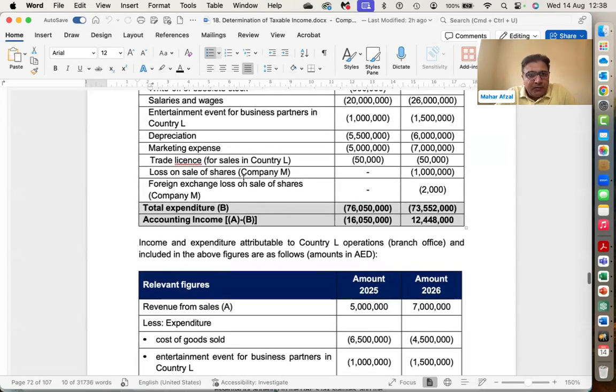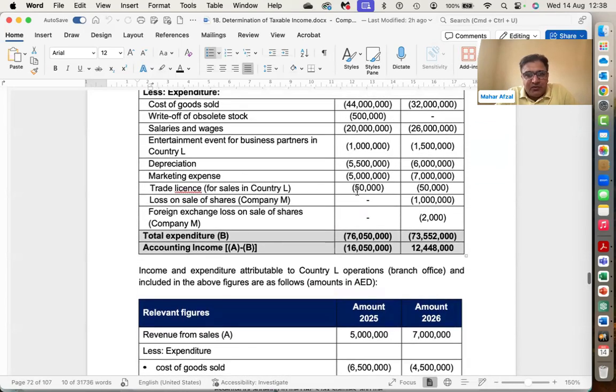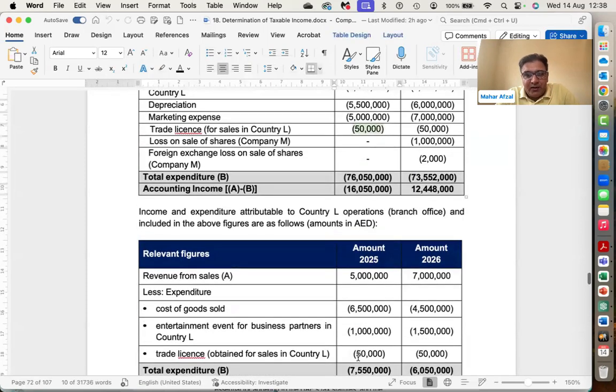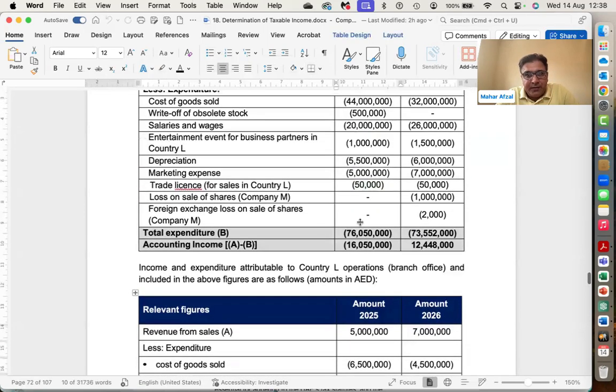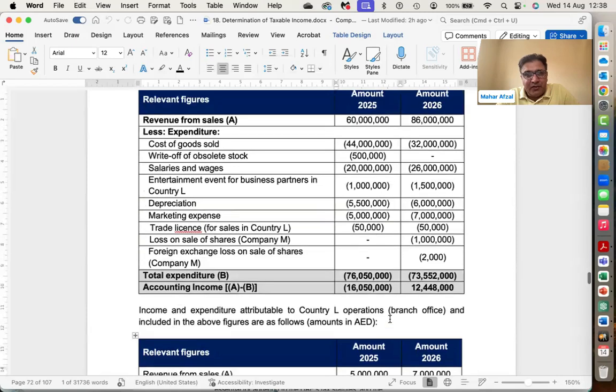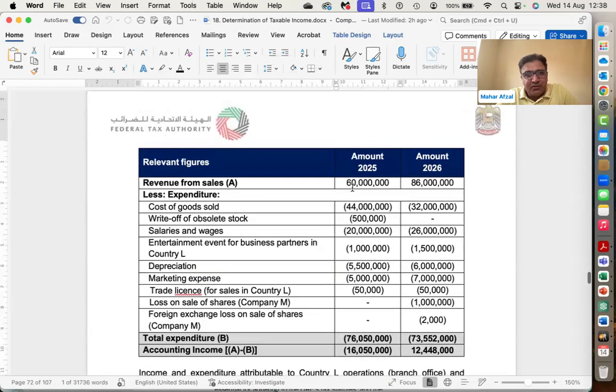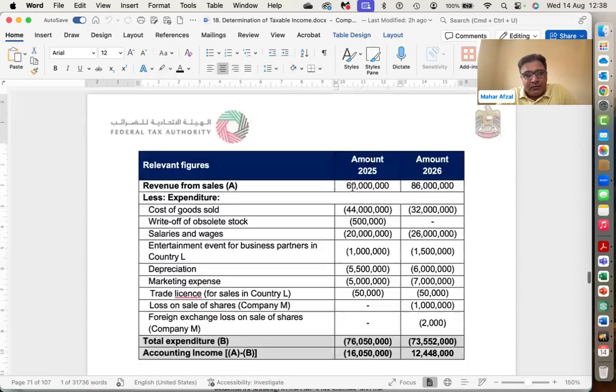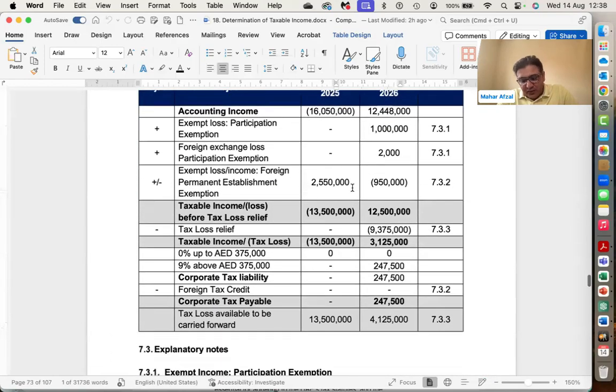Now this trade license, this 50,000, is already given here. I mean, this has already been considered. 5 million marketing, depreciation, entertainment, this is already given here as well. This 1 million, we already considered. So sales budget, written off obsolete stock, that is fine, cost of goods sold. So 13500 is exactly the same on a calculator as well.